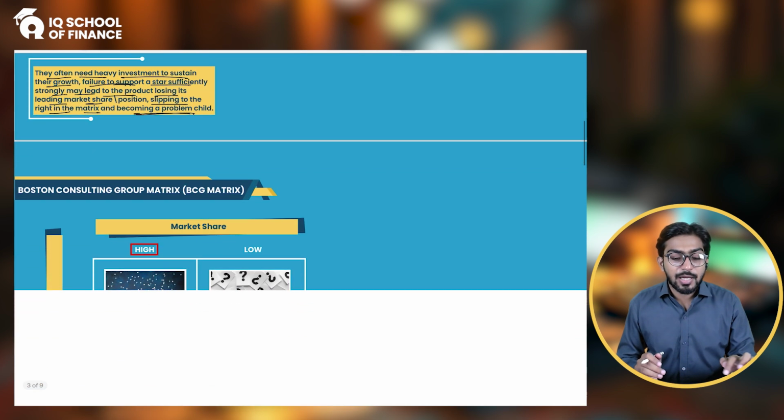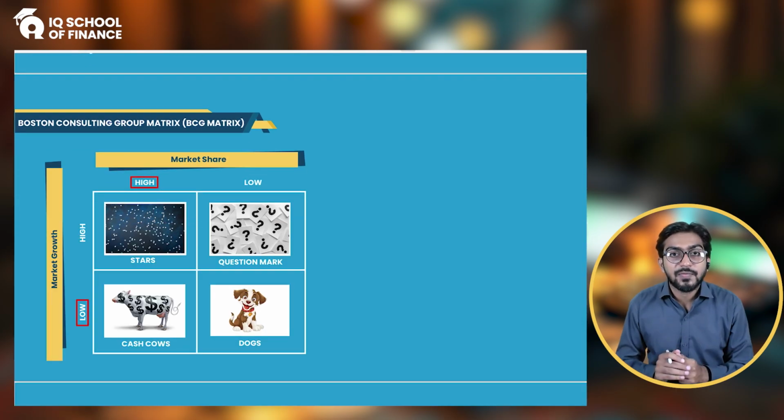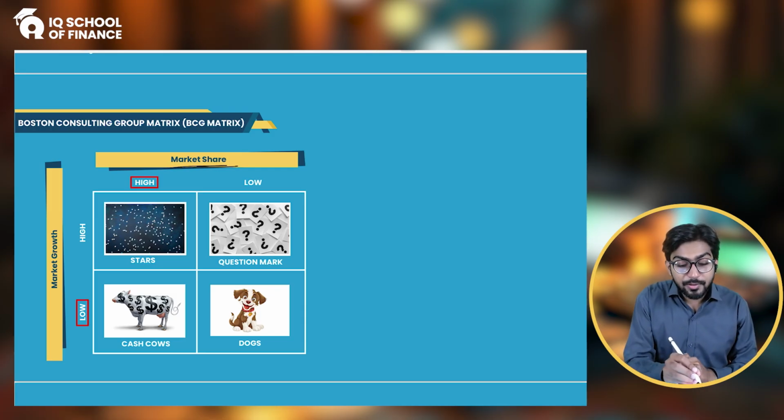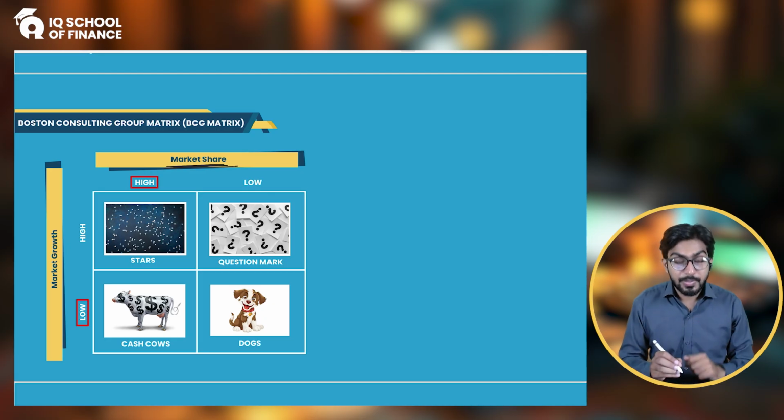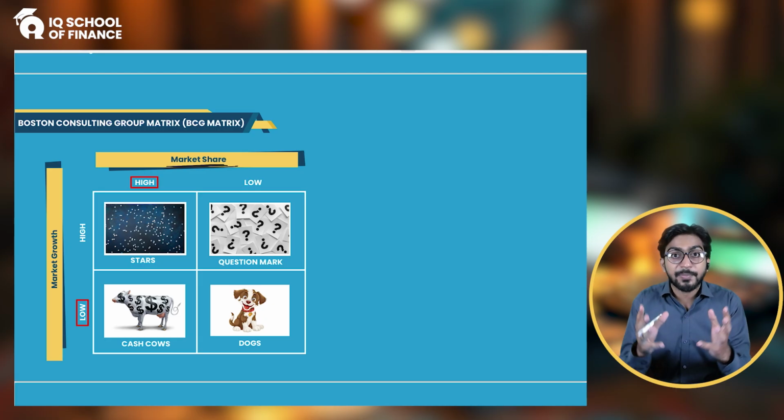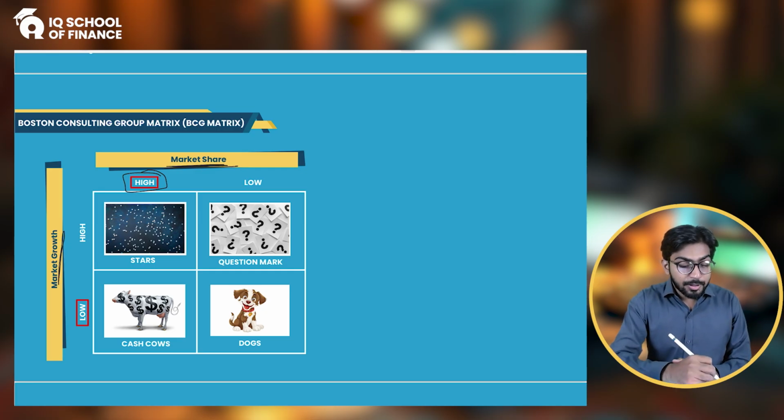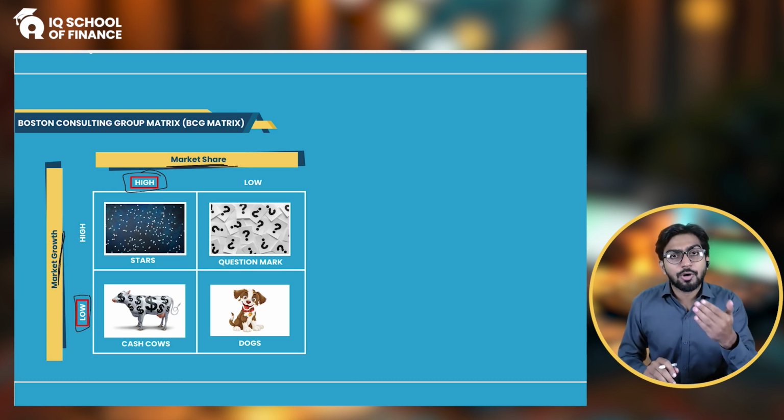Now let's move forward to the next quadrant of the BCG matrix. Here, in the product we are talking about, because we have multiple products, if your market share is high but the market growth is low, that means the market is already in the mature phase. It will not grow significantly, it will grow very little, and ultimately it will go down.